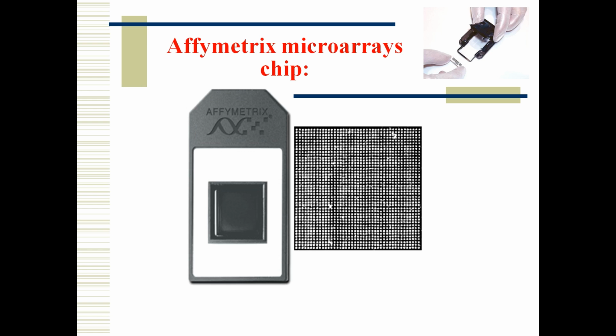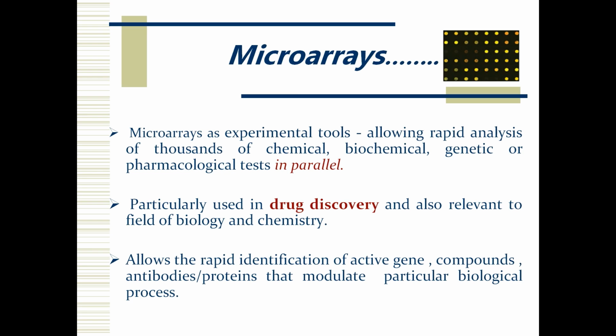Here you can see the Affymetrix microarray chip and how the points are dotted. Microarrays are experimental tools that allow rapid analysis of thousands of chemical, biochemical, genetic, or pharmaceutical tests in parallel. They are particularly used in drug discovery and are also relevant to the fields of biology and chemistry, and they allow rapid identification of active gene compounds, antibodies, and proteins that modulate particular biological processes.